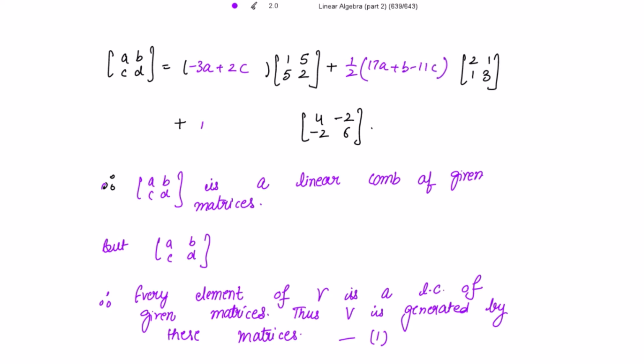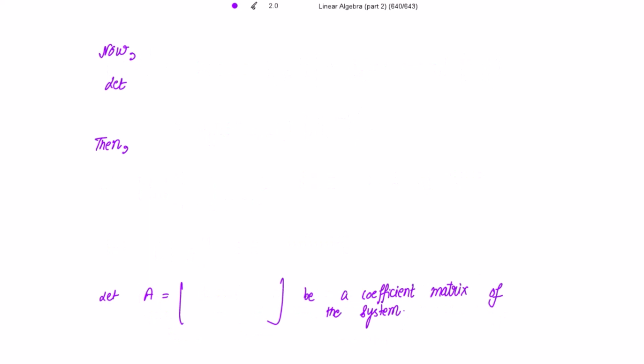And then putting the value of gamma is 1/4 minus 13a minus b plus 9c. So now I can say that this A, B, C, D matrix is a linear combination of the given matrices, as all the scalars are now represented in terms of A, B, C. But this A, B, C, D was arbitrary, which means every element of V is a linear combination of the given matrices, which means V is generated by these given matrices. First step is okay.